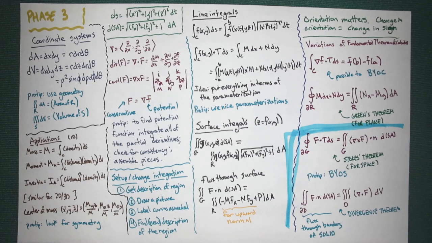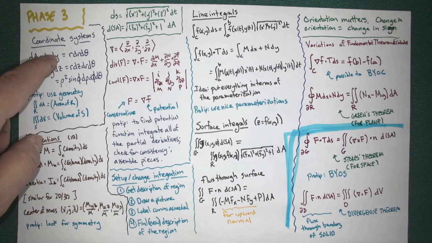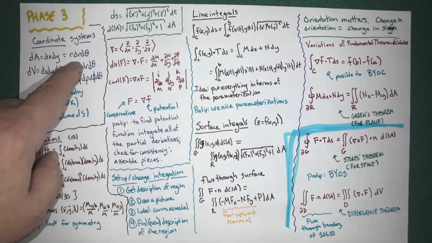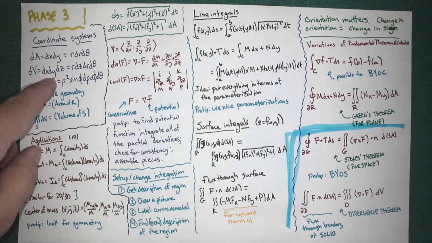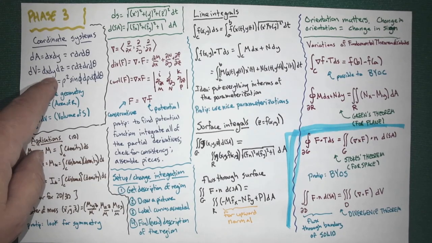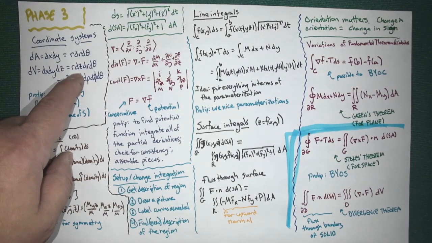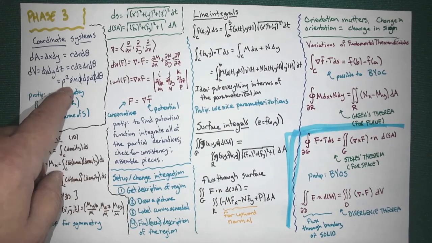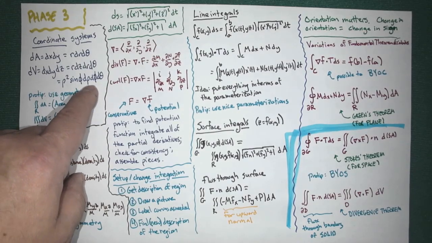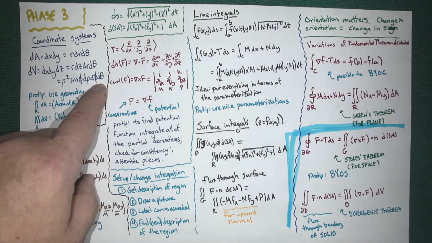So, coordinate systems. The thing to remember about coordinate systems is the dAs and your dVs. So dA in Cartesian is dx dy, in polar, r dr d theta. dV, in Cartesian, dx dy dz. In cylindrical, r dz dr d theta. In spherical, rho sine of phi d rho d phi d theta.